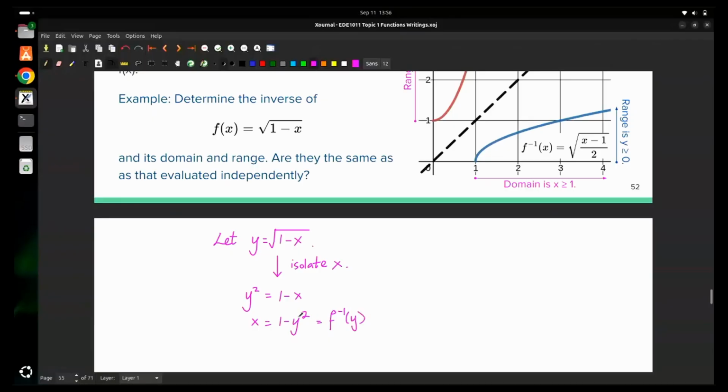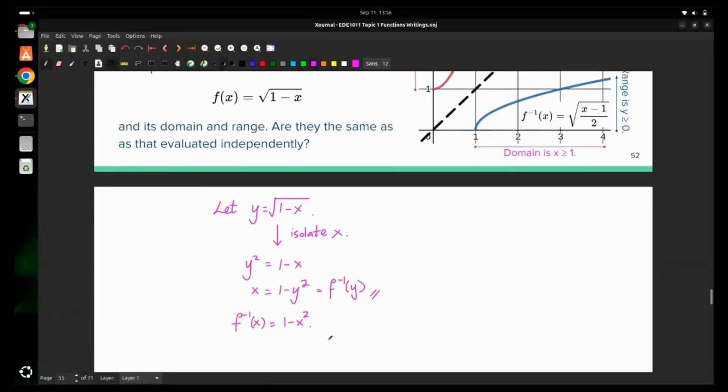After you have x isolated, this is really the f inverse of y, because you can see there's a y variable inside the expression. So it's a function of y. Actually this is the correct answer already, but you want to follow the standard process. So we have f inverse of x equals 1 minus x squared. Basically just change all the y to x. So that is the standard procedure for getting our inverse.